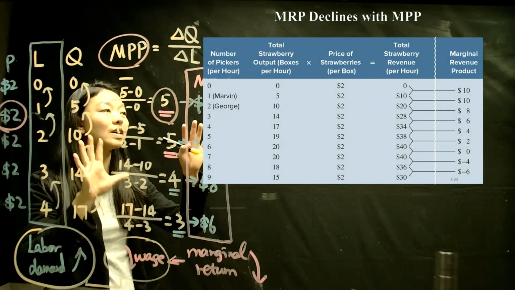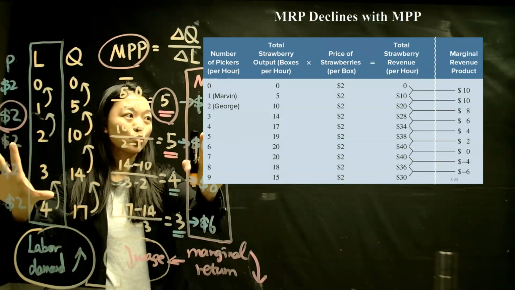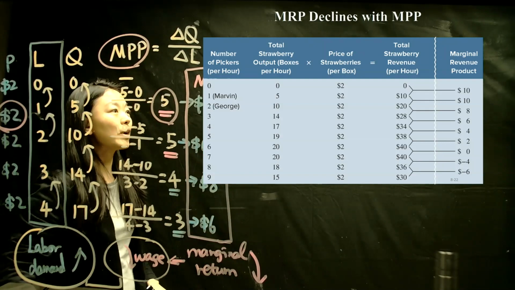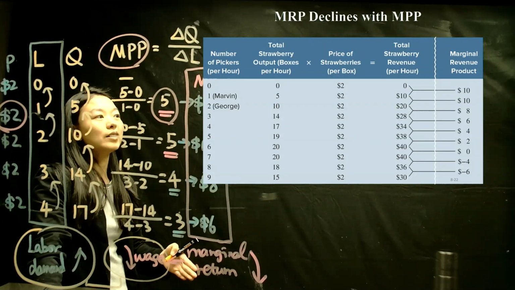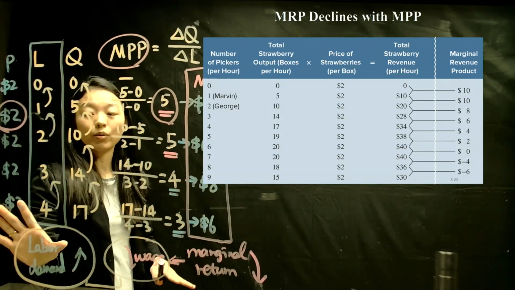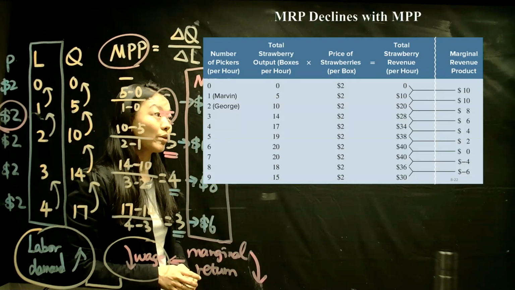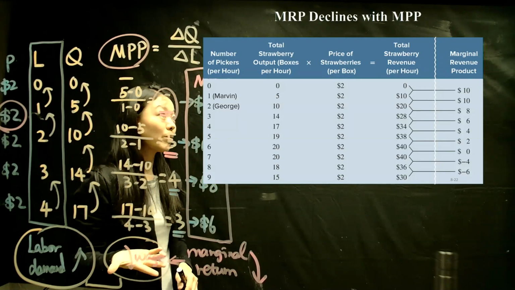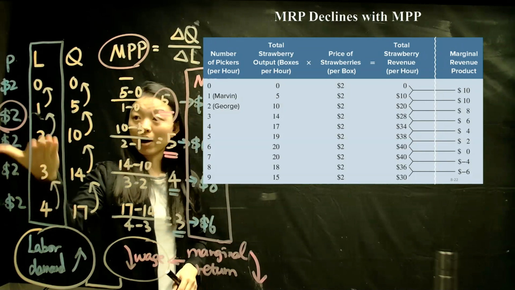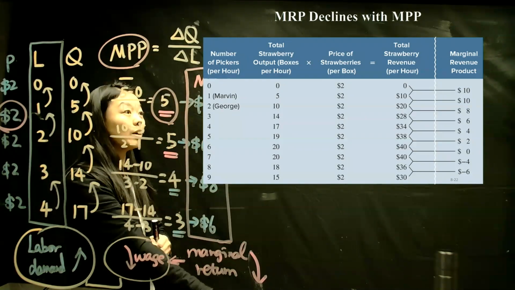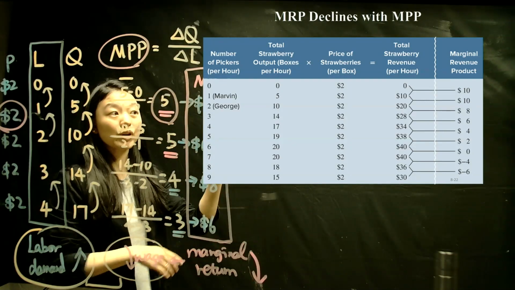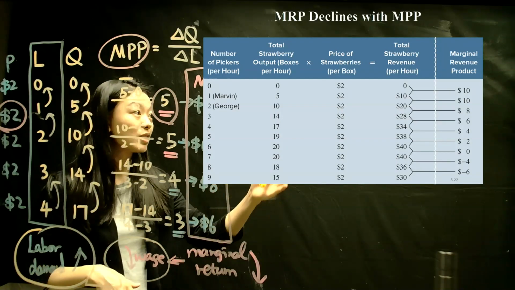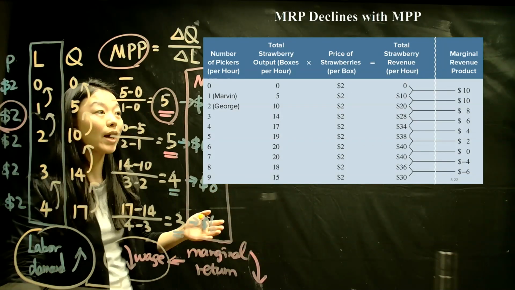This table just summarizes what I drew here. You can see it is very similar to the one we just did, with the price of strawberries. The price of strawberries equals $2 per box, as I write here, and you can observe that the marginal returns decline as we have more and more workers.